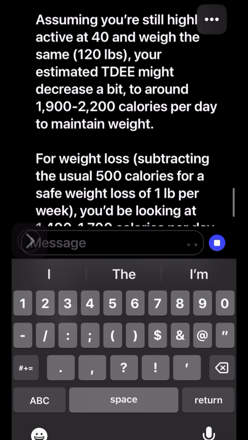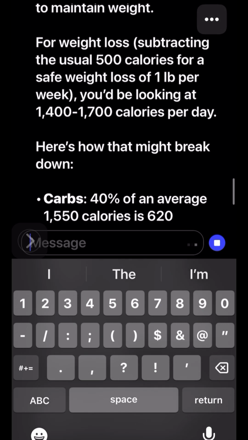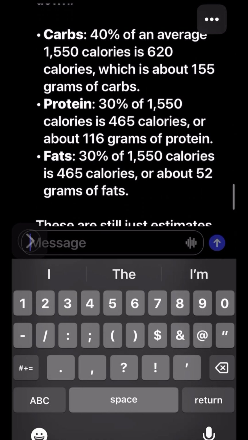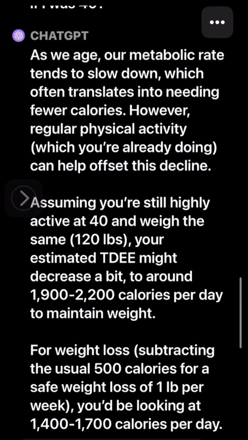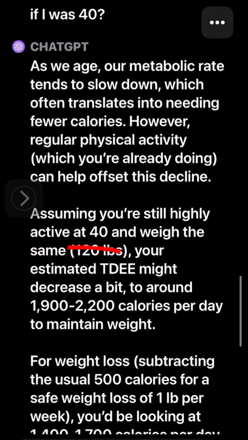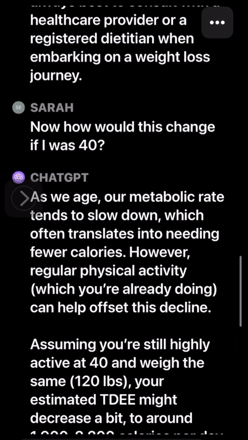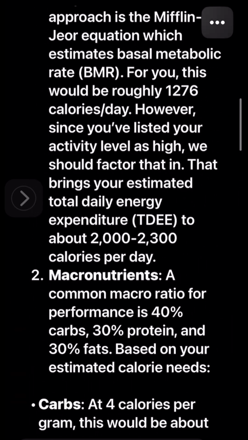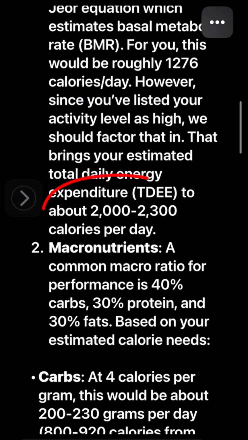I will say that it did give a lower TDEE for me when I was in my 40s, and this was even assuming still that I had the same activity level that I did in my 30s. So if you give me a second here, we'll scroll back up and take a closer look at that number. Yep, so it gave me the TDEE numbers of 1,900 to 2,200 calories per day to maintain weight, which is a little bit less than what I got when I was in my 30s, according to the AI. So if we scroll back up, the AI here shows me at, I think it's 2,000 to 2,300. Yep, right there. And so you can see that is quite a bit different between the two ages.